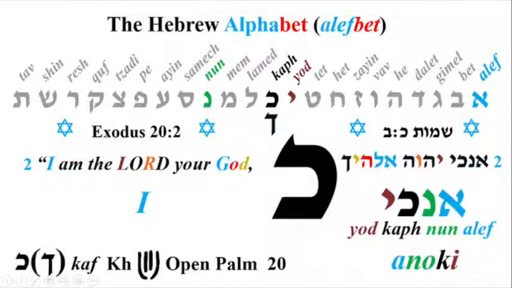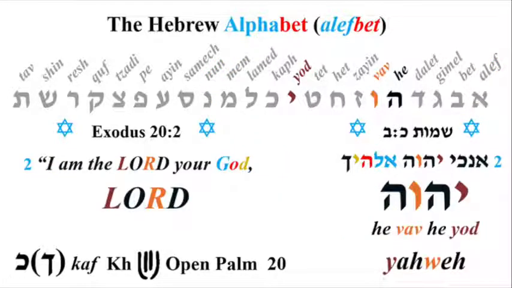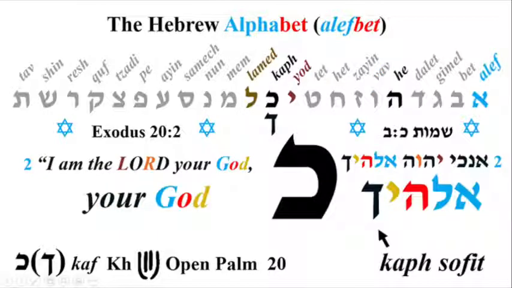The word I is Anoki. Anoki, I. Sometimes you'll see Ani. Ani is also I, and it's more commonly used, A-N-I. Okay? But Anoki, I. Then you have Yahweh, Yud-He, Vav-He, Lord. I am the Lord. Next word is Eloheka. You can see Elohim, okay, but Eloheka. It ends with a final Kaph.